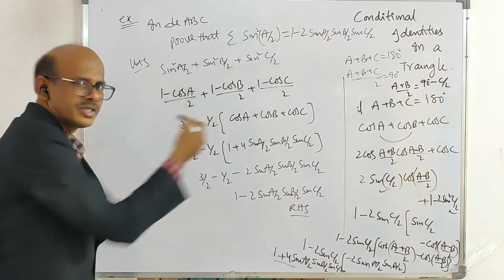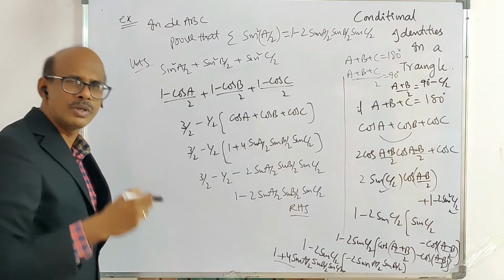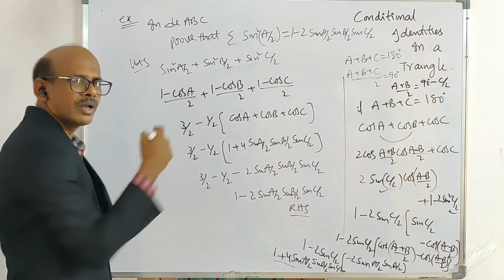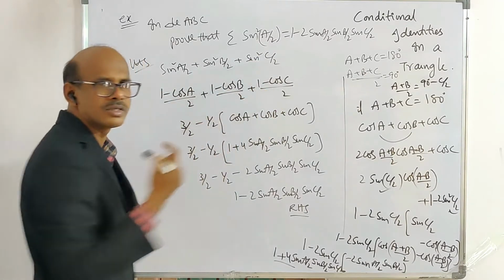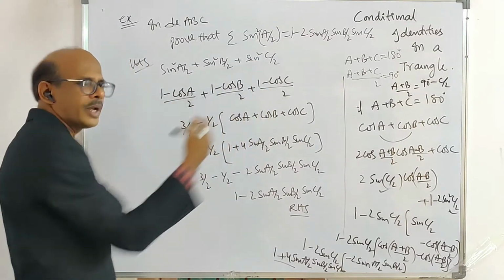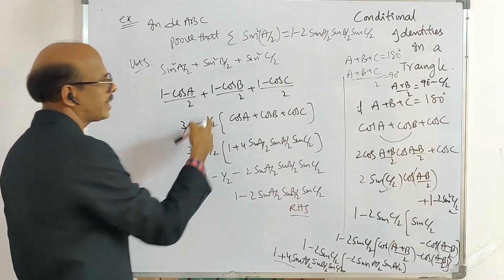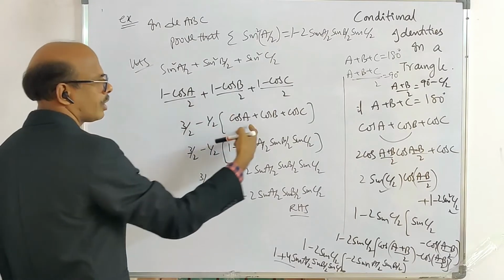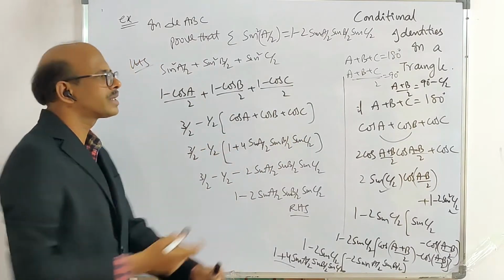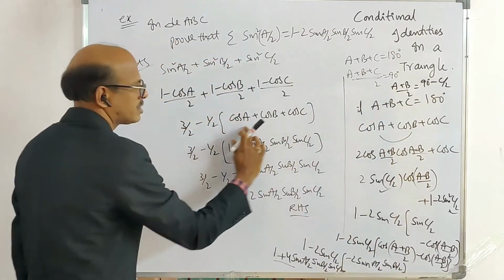For proving this result, we use multiple formulas. Sine square theta is equal to 1 minus cos 2 theta by 2. So this will be like this, this will be like this, this will be like this. Next, 1 by 2 common, it will be 3 by 2 minus 1 by 2 common here. Again 1 by 2 common, 3 by 2 minus half common. Okay, now the conditional identity here uses this relation.